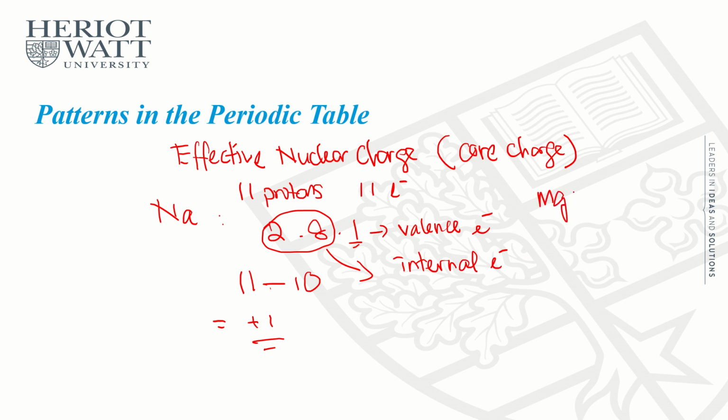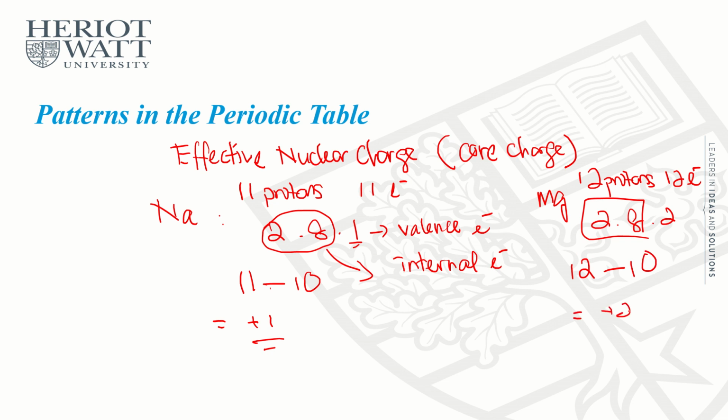Now, what if I use magnesium as an example? I have 12 protons and 12 electrons. The configuration is 2.8.2. What is the core charge? I use 12, the proton number, minus the internal electrons, which is 10. Then I get a core charge of positive 2. So the core charge of magnesium is higher than sodium, which means the electrons in magnesium are more strongly held by the nucleus compared to sodium. So magnesium has a higher effective nuclear charge than sodium. That's effective nuclear charge.